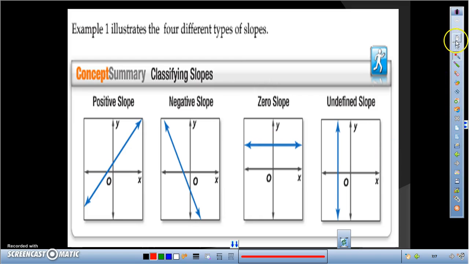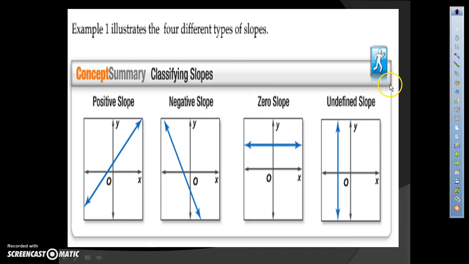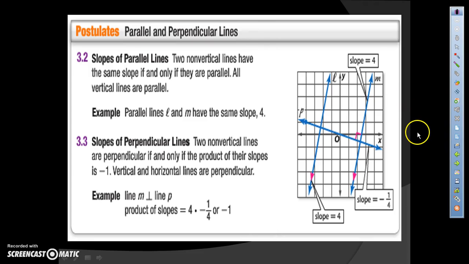So now, moving on to parallel and perpendicular lines. If you want, go ahead and pause the video here and take a minute to copy down these two postulates, 3.2 and 3.3, and then we'll talk about them together. All right, now that you have those copied down, let's take a look at them together.